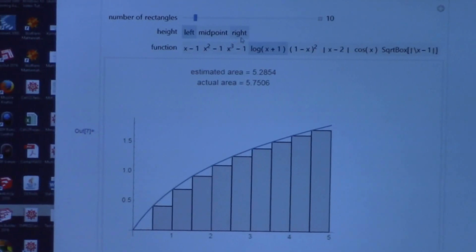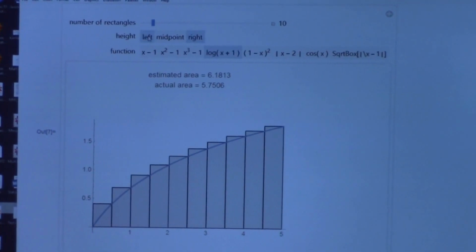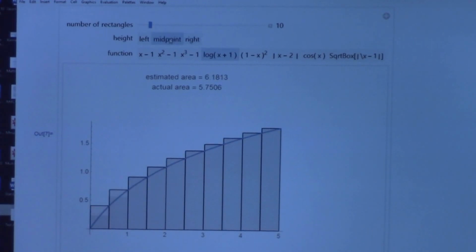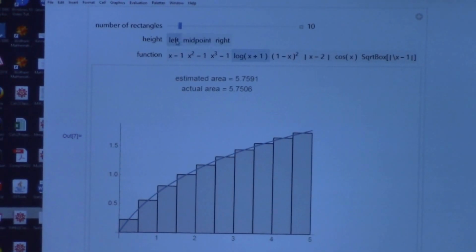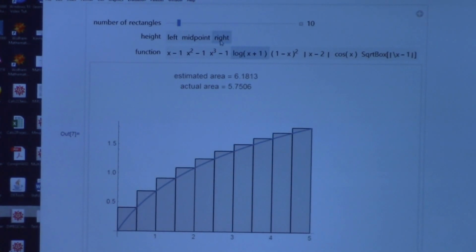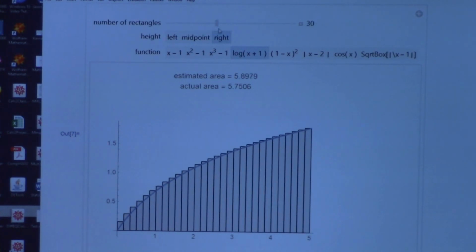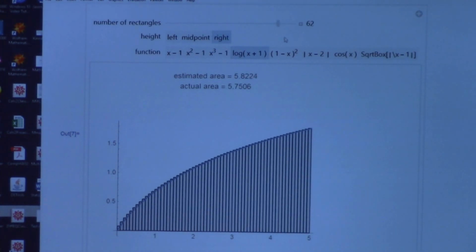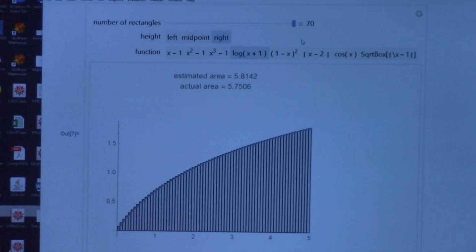In this code, you can do left-hand sums, right-hand sums, and midpoint sums. For an increasing function like this, the left-hand sums are going to be too small, and the right-hand sums are going to be too big. But as the number of rectangles gets larger and larger without bound, they both end up giving you a good approximation to the area under the curve.